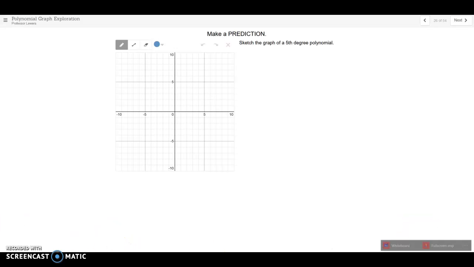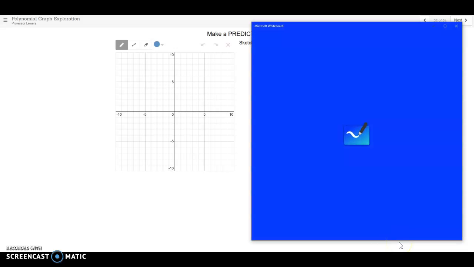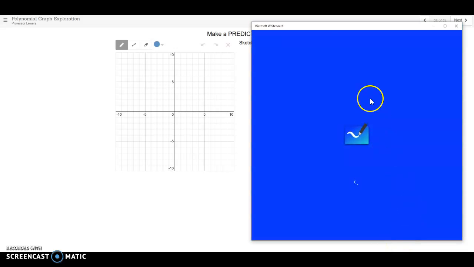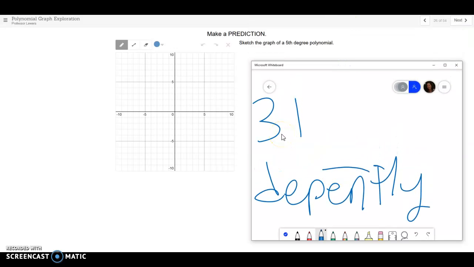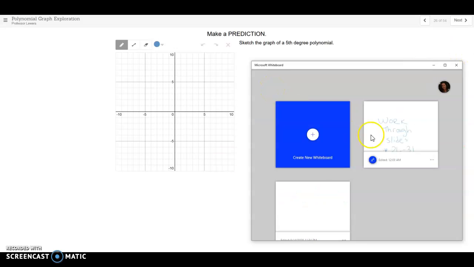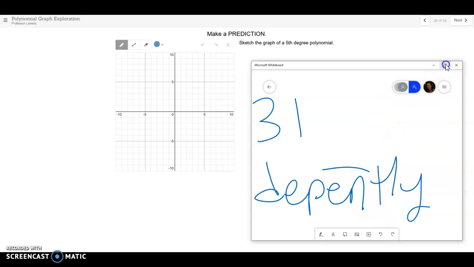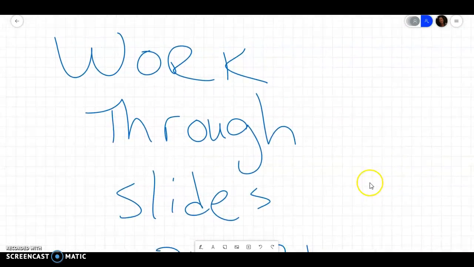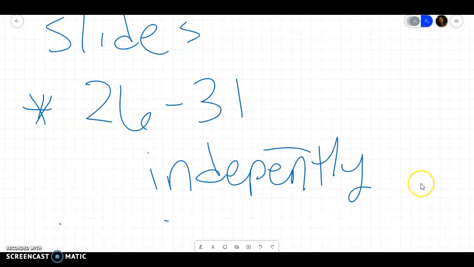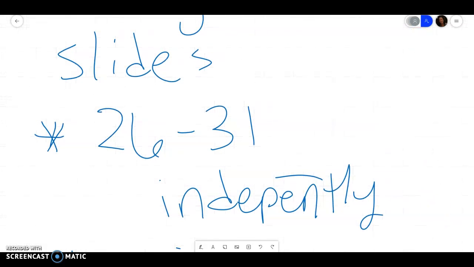And let's see. Let's come back together on slide 32. So why is this so big? There we go. I don't know why it's being weird. So work through slides 26 to 31 independently and then come back for slide 32. So go ahead and pause and work through 26 to 31.